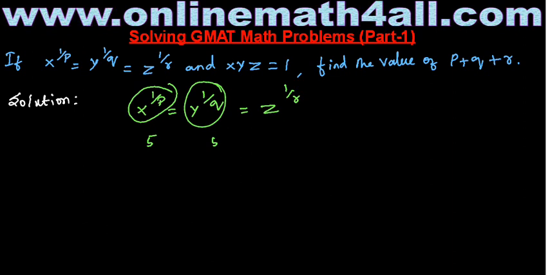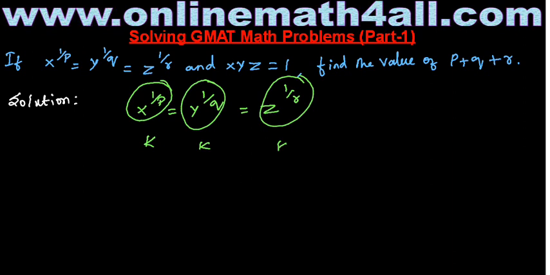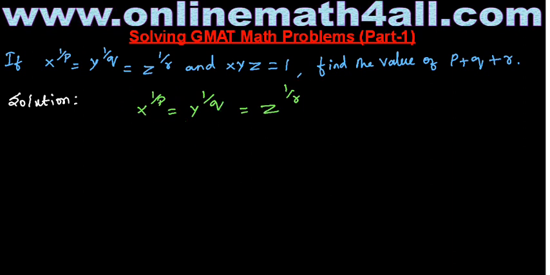But we are not sure that the value of x to the power 1 over p is 5. The value of x to the power 1 over p may be anything, 5, 6, 7, something. So now we can assume the value of x to the power 1 over p is k, for example. Then what is the value of y to the power 1 over q? k. What is the value of z to the power 1 over r? k. So all these three values will be equal to k. If I assume the value of x to the power 1 over p is equal to k, then all these three are equal to k.